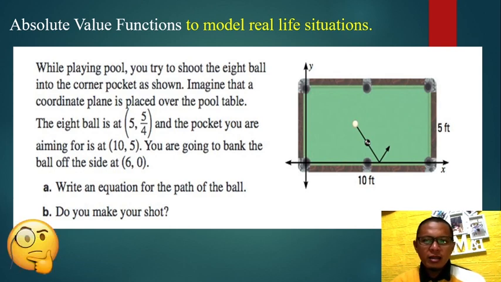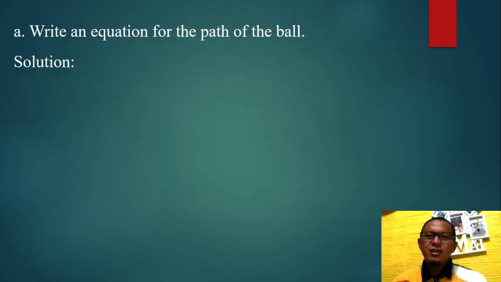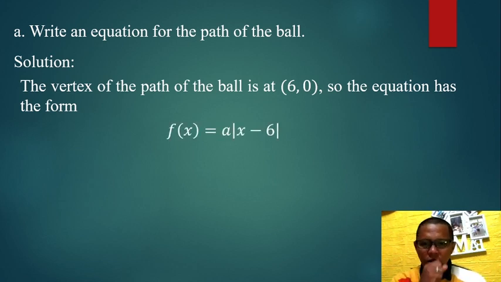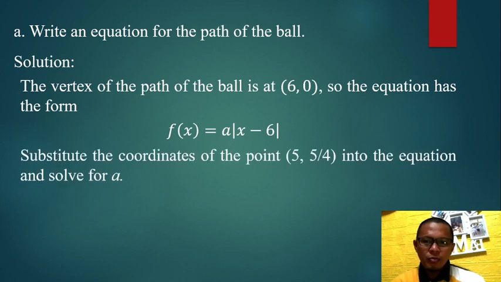So, let's try. Efren Bata Reyes is a master of this. Let's write an equation for the path of the ball. First, the vertex of the path of the ball is at 6 and 0. So the equation has the form f of x equal to a multiplied by the absolute value of x minus 6. Since we don't know the value of a, we will first solve for a. Substitute the coordinates of the point 5 and 5/4 into the equation and solve for a.